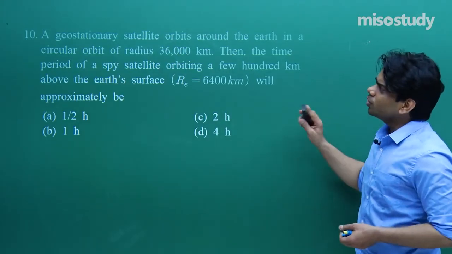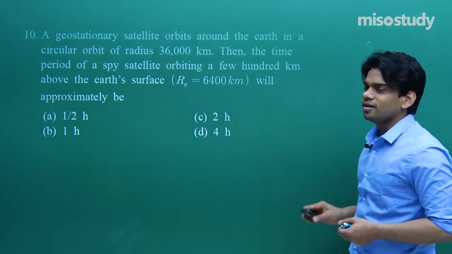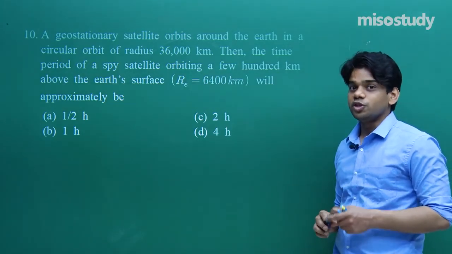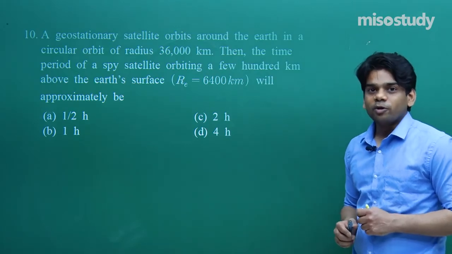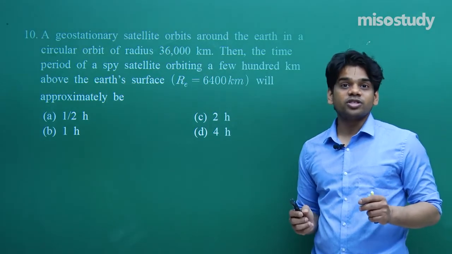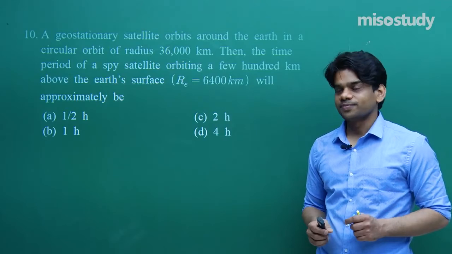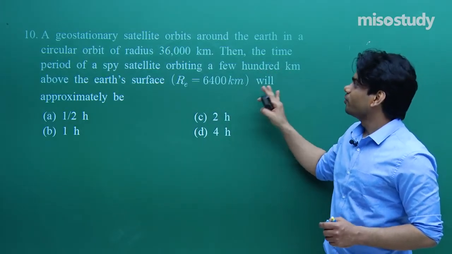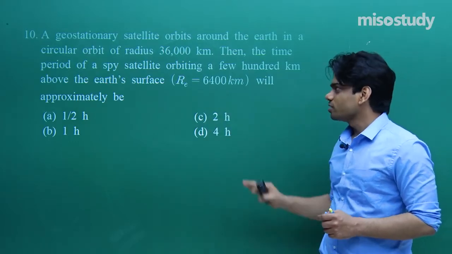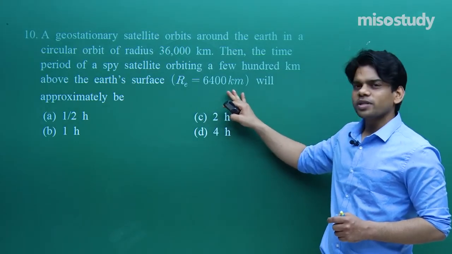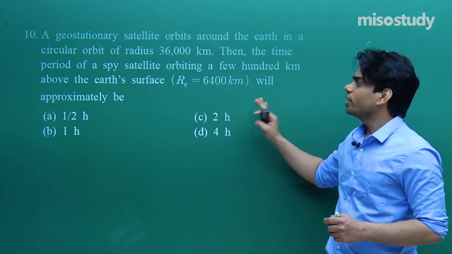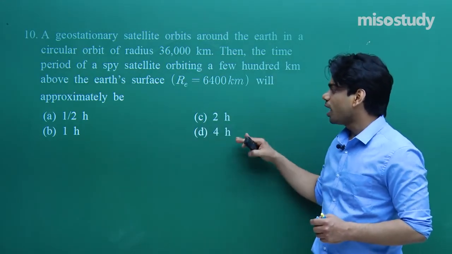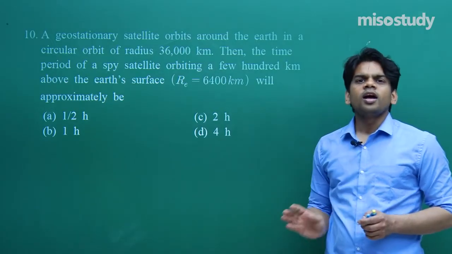10th one. A geostationary satellite orbits around the earth in a circular orbit of radius 36,000 km. Let me tell you, the time period of a geostationary satellite is 24 hours. Then the time period of a spy satellite orbiting a few hundred kilometers above the Earth's surface, RE 6400 km, that is the radius of Earth, will approximately be A, half hour, B, 1 hour, C, 2 hour, D, 4 hour.